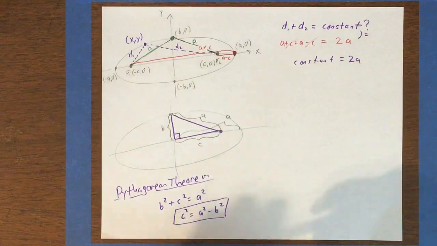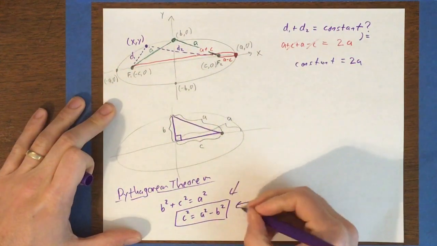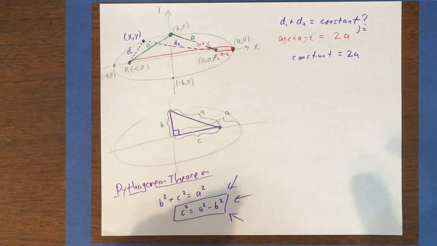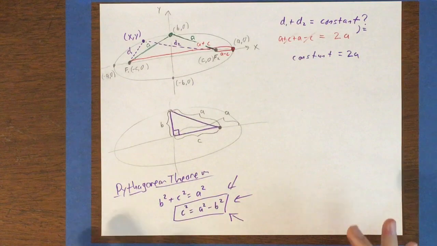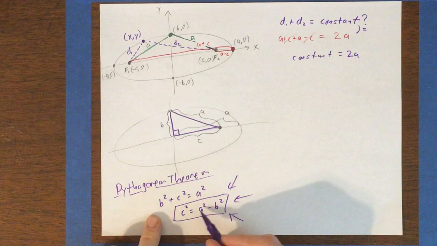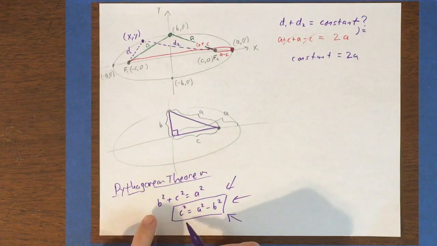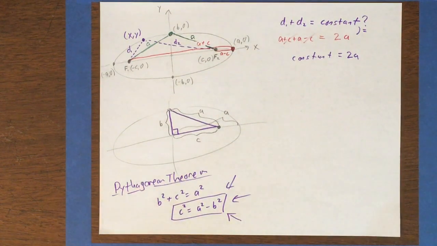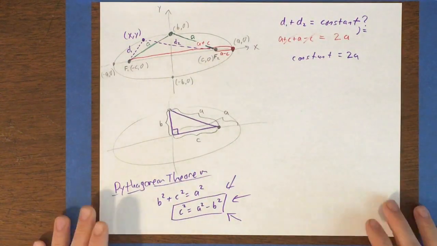So this is super key. This relationship specifically for ellipses is what tells us basically where the foci are, right? If you know the dimensions of the ellipse, you can plug in the a and the b values, calculate the c value, and figure out where your foci are, as long as you also remember that they're always on the major axis, an equal distance away from the center on each side, and that c is that distance.